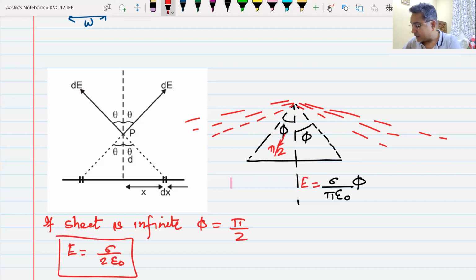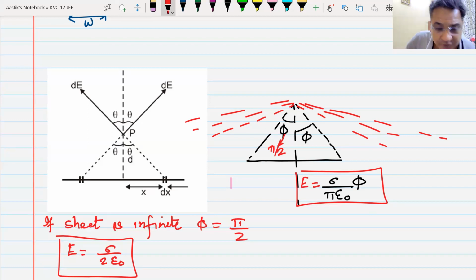Remember, the electric field due to a sheet which is not infinite is sigma by pi epsilon naught multiplied by the angle phi. That is what you need to remember from the discussion that we had. Do we understand this, or has this gone above our head?